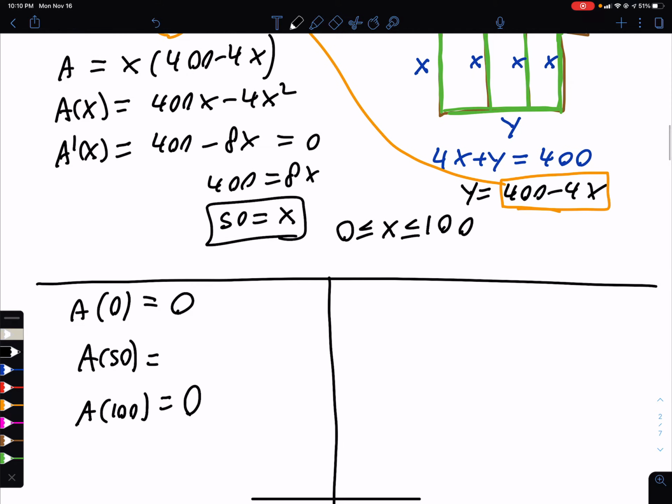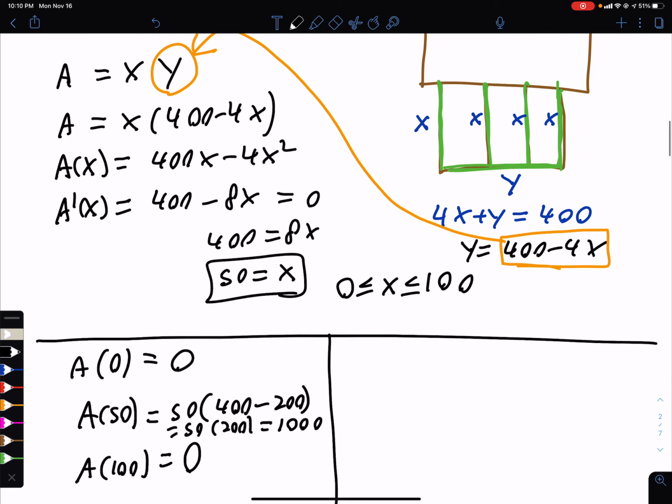I actually didn't calculate that. I wish I did. It's going to be 50 times 400 minus 200. I could figure that out. 50 times 200, that's 10,000 square feet.